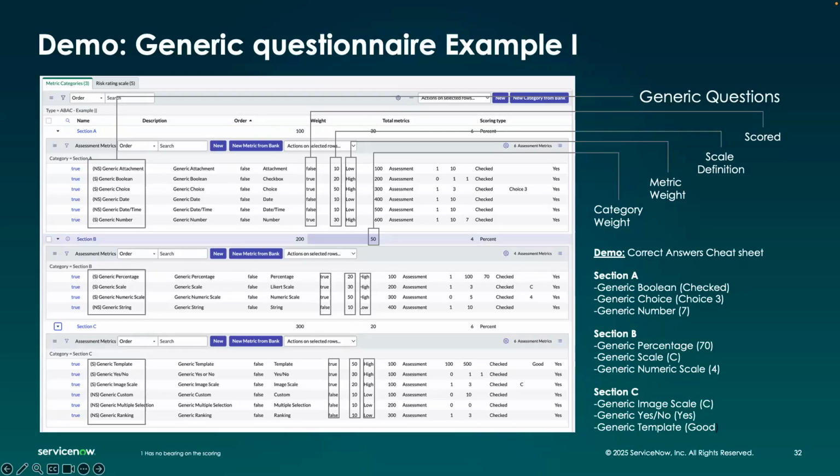So now moving on, I have only applied scale definition of high to all scoreable questions. As you can notice, the questions are grouped into these various different sections, which are nothing but categories A, B, and C. I also have a unique weightage. If you look at the metric weight, I have unique weightage assigned to each of these questions as well as the categories. So categories themselves have weightage and the questions as well.